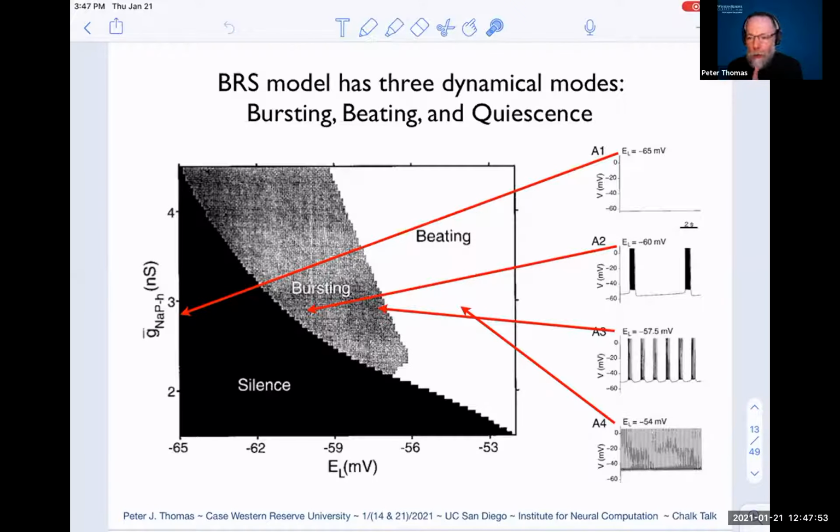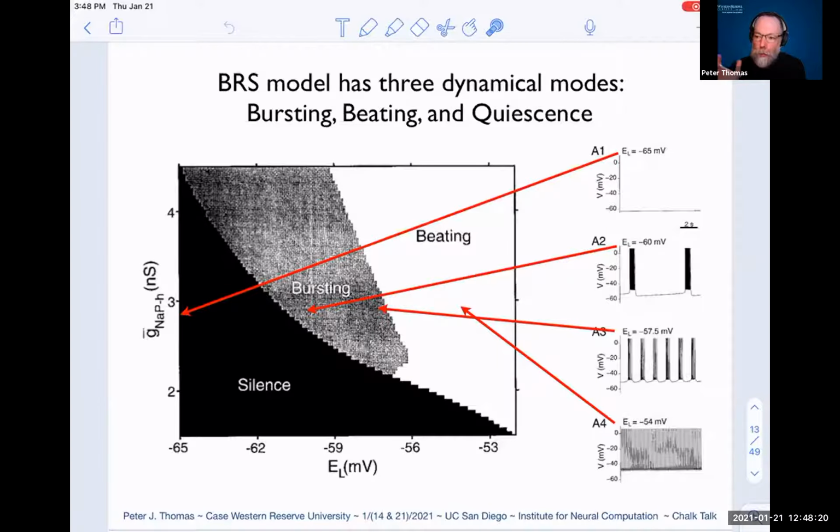Now, if you push things too far and you drive the cell too hard, or you make the persistent sodium conductance too low, then you end up getting stuck in this beating region. In the beating region, the cell fires a barrage of spikes, but it never inactivates. It just keeps on going. So this is just sort of like getting really excited and firing a lot of spikes.